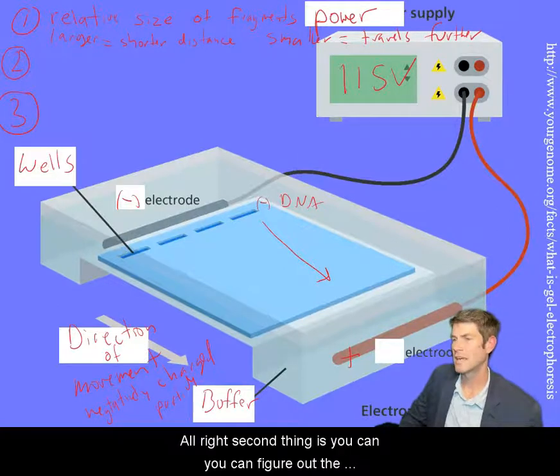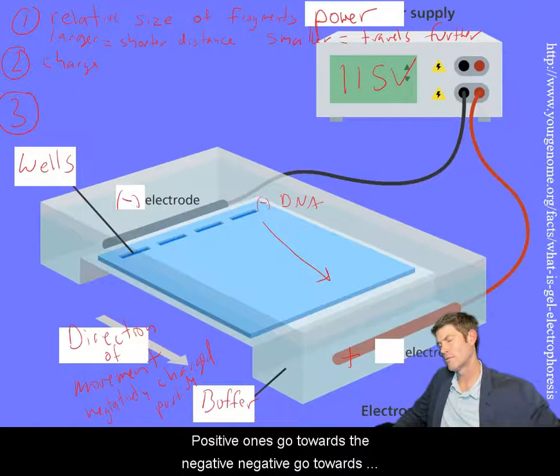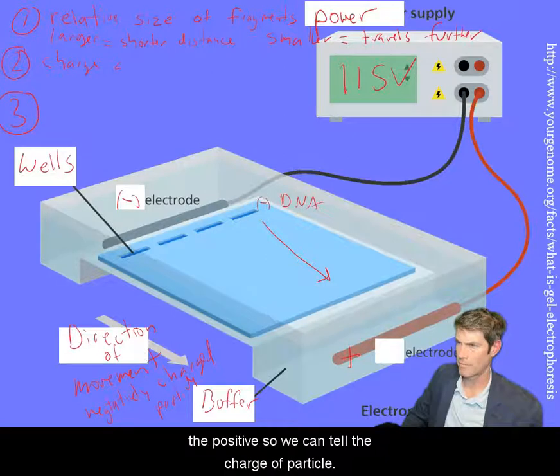All right. The second thing is you can figure out the charge of the particle, right? Because we know positive ones go towards the negative, negative go towards the positive. So we can tell the charge of particle.